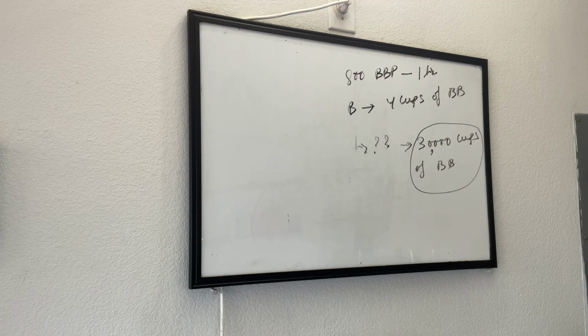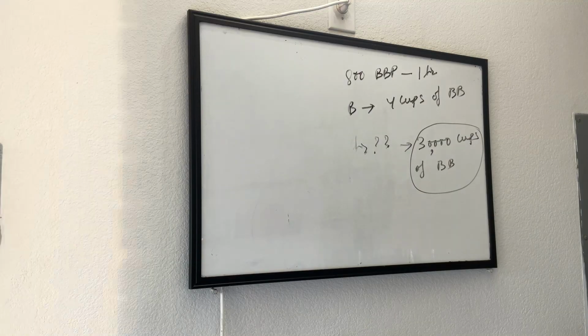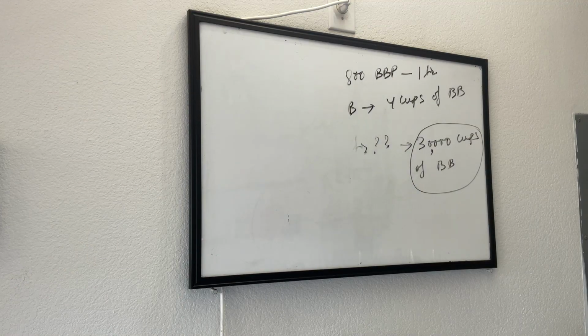4 cups of blueberry are needed for one blueberry pie. And this guy is making this many blueberry pies every hour. So every hour, how many cups of blueberries are used? This many. So it uses this many blueberries per hour. So you are saying, okay, 3,200 blueberry cups are used per hour.